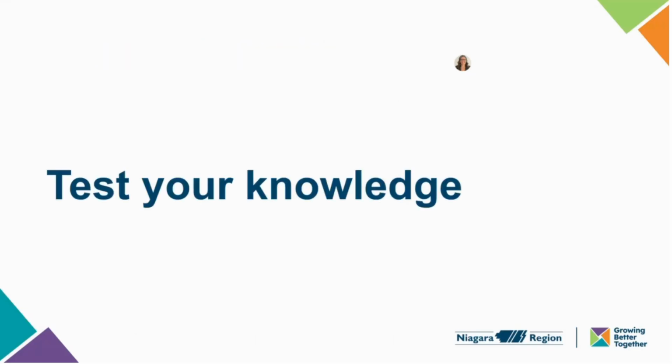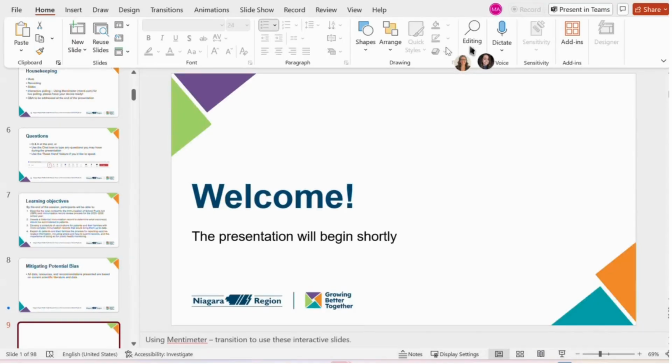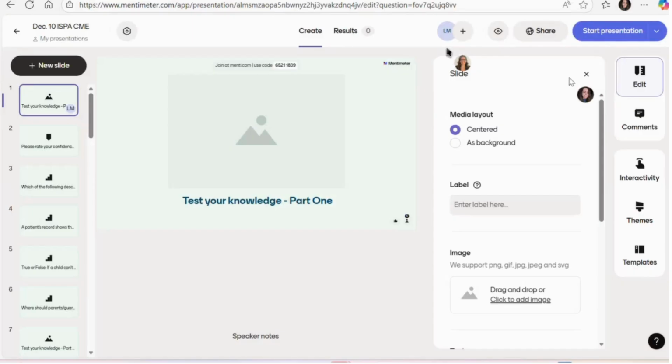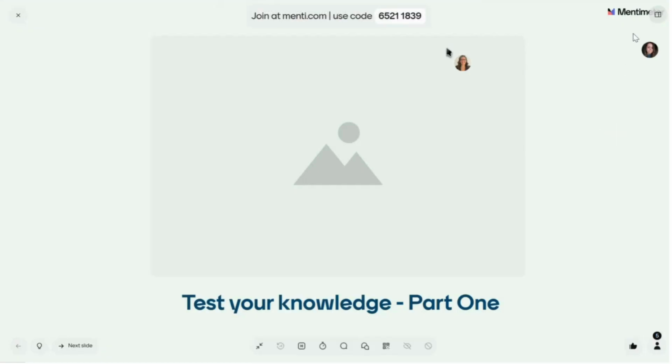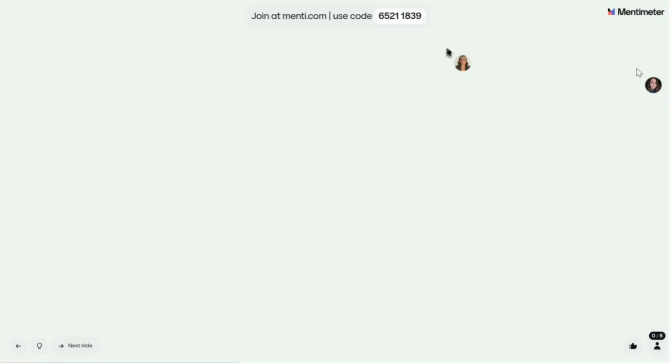And now time to test your knowledge. If you can go to Menti, just on your browser or on your phone, just type in menti.com. And there's a code you're going to use. So once you're at menti.com, you want to use the code 65211839. That code once again is 65211839.